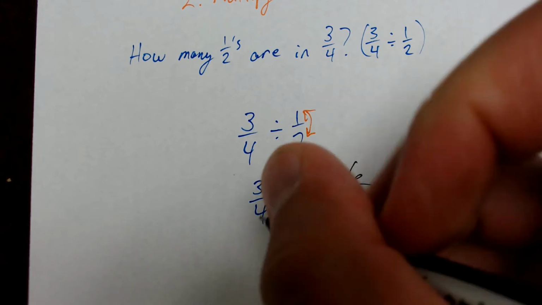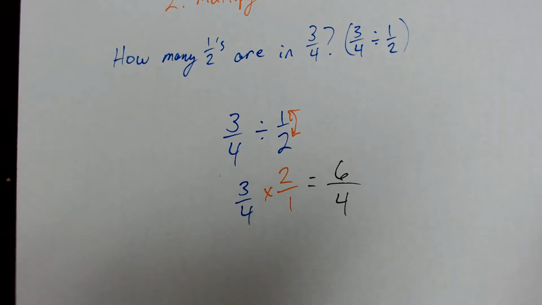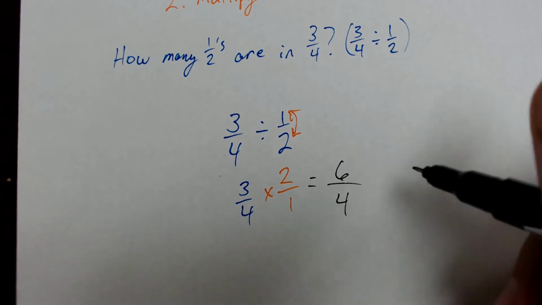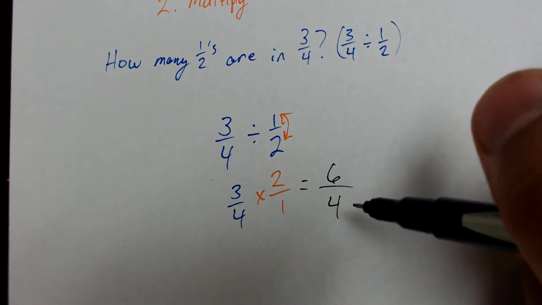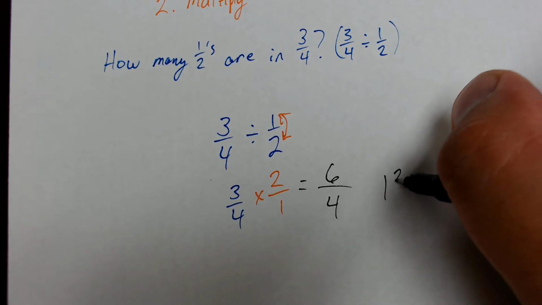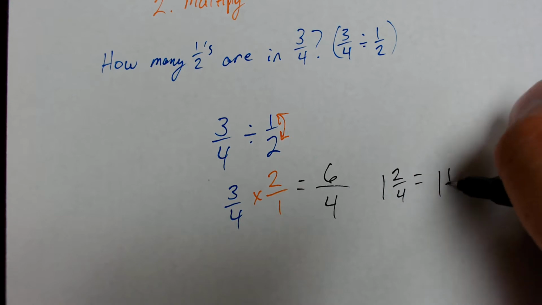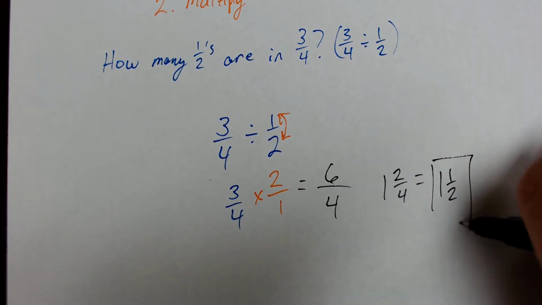3 times 2 is 6. 4 times 1 is 4. So now I have 6/4 as my answer, and then I need to reduce that and also make it a proper fraction. So let's make it a proper fraction. 4 goes into 6 one time with 2 left over. So that's 1 2/4, and then 1 2/4 will reduce to 1 1/2. All right.